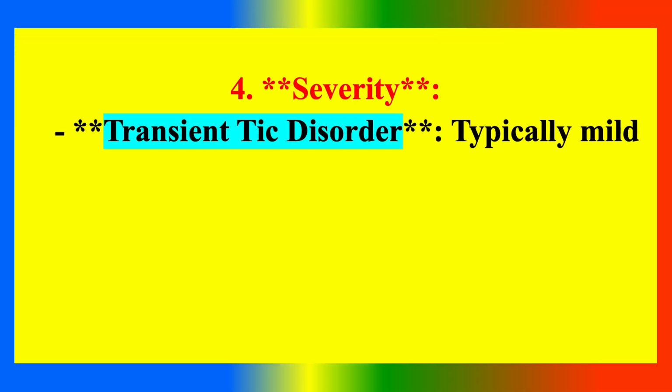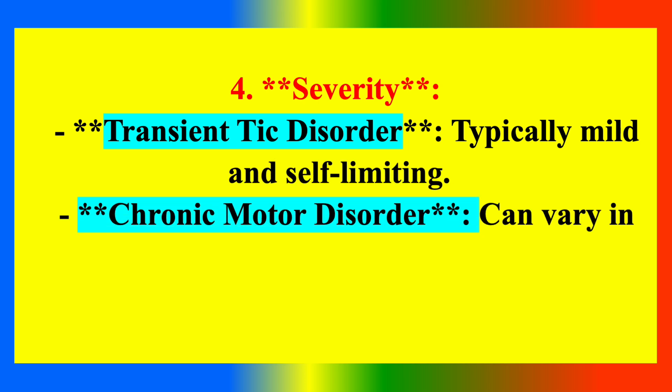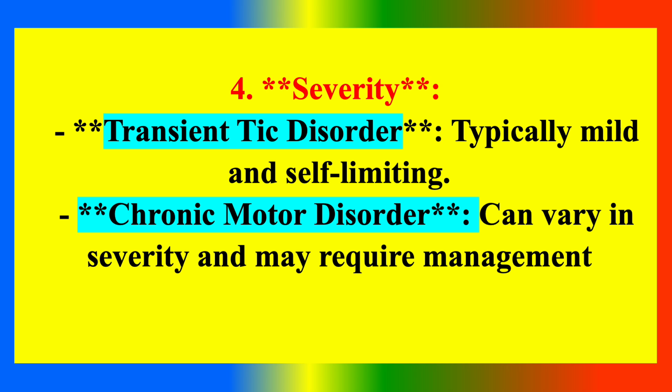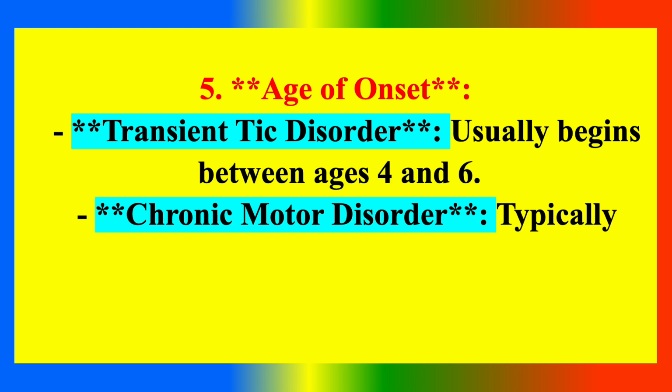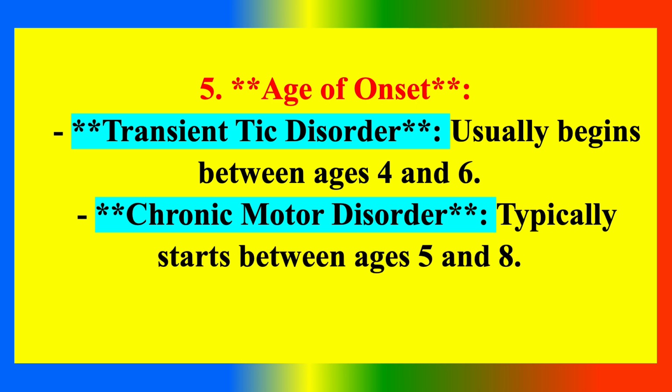4. Severity. Transient tic disorder is typically mild and self-limiting. Chronic motor disorder can vary in severity and may require management strategies. 5. Age of onset. Transient tic disorder usually begins between age 4 to 6. Chronic motor disorder typically starts between age 5 to 8.